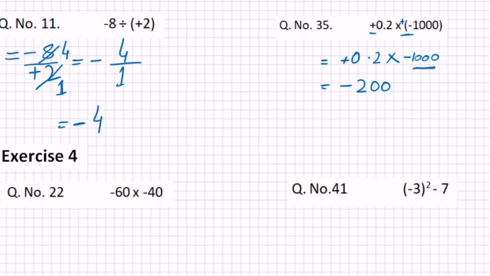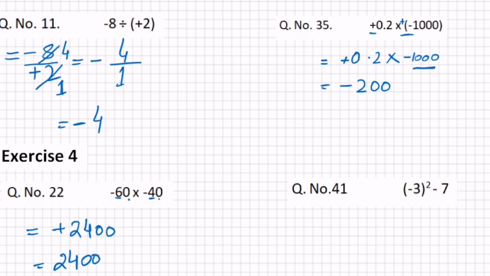Now exercise number 4, question number 22. We will put here equal sign and minus 60 into minus 40. I told you the rule, minus into minus is plus. So you have to only multiply these numbers, 6 and 4. 6 4s are 24. And you have 2 zeros, one here, another here, so you have to put here 0 0. So the answer is 2400.